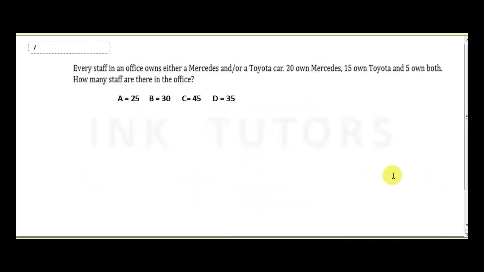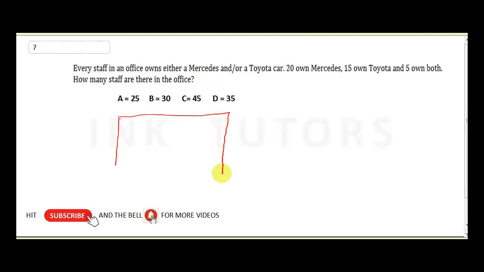Every staff in an office owns either a Mercedes and or a Toyota car. 20 own Mercedes, 15 own Toyota, and 5 own both. How many staff are there in the office? Now, to get this question, draw your Venn diagram. It's your best shot, so it will help you understand the question better. So remember, some own both. That's 5 own both.